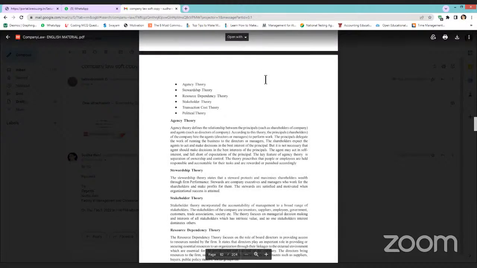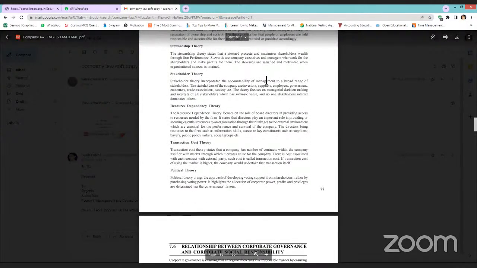These are the theories of corporate governance.